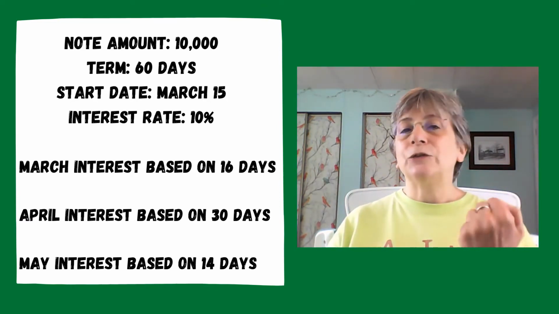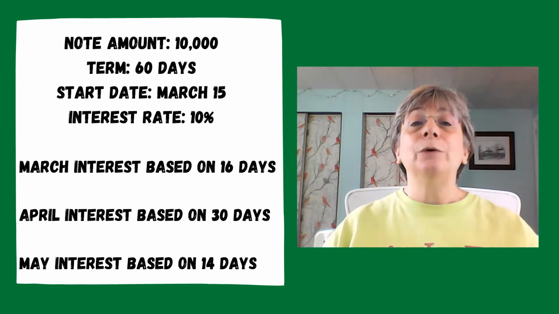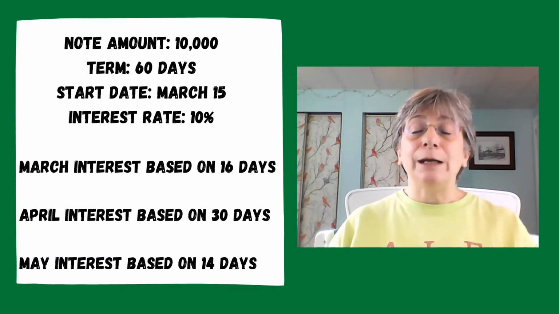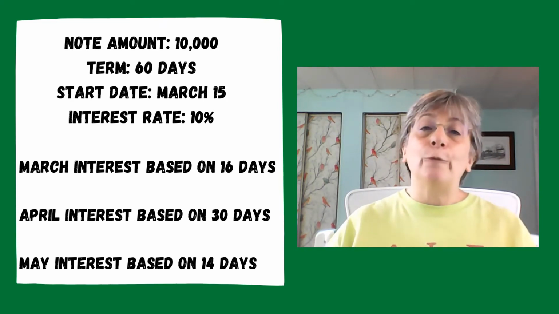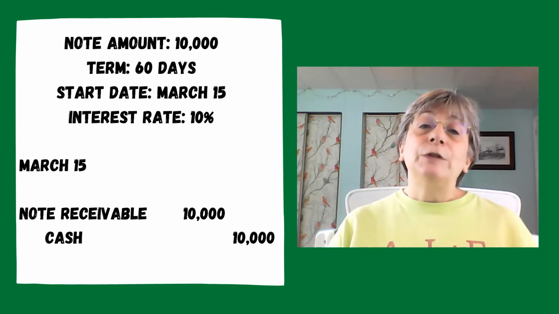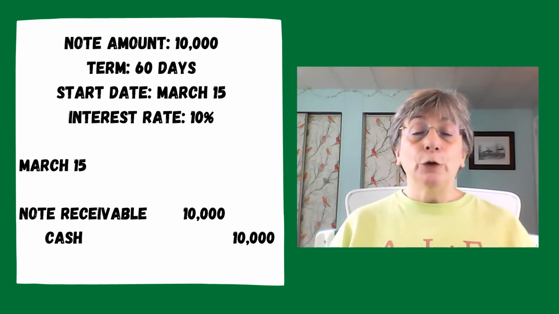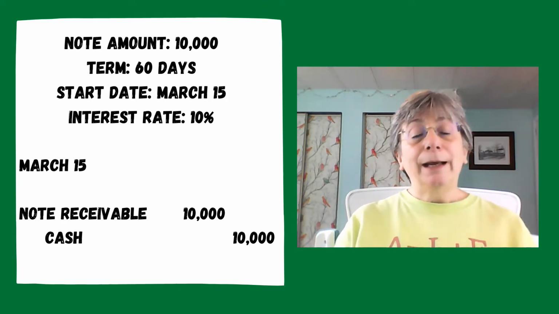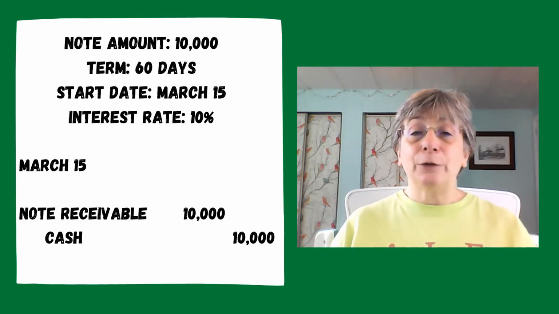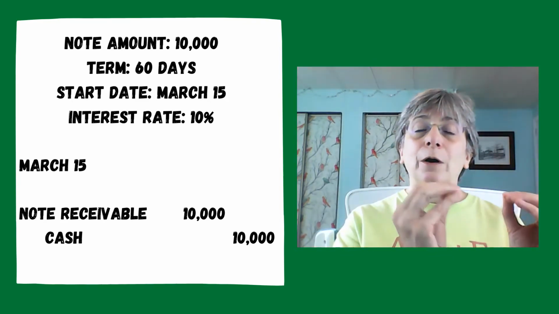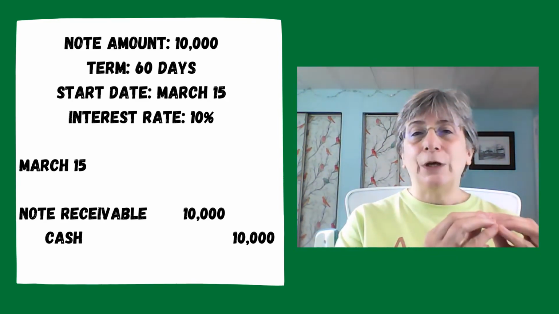So the note amount is $10,000. I'm loaning it to you for 60 days. The start date is March 15th, and the interest rate is 10%. So we're going to base our March interest on 16 days, our April interest on 30 days, and our May interest on 14 days. So on the very first day of the note, March 15th, this is the entry that we're going to make. We're going to debit notes receivable, with your name, and credit cash for $10,000. So we've now got this note on our books. That note receivable is going to sit on our balance sheet in the current assets section.